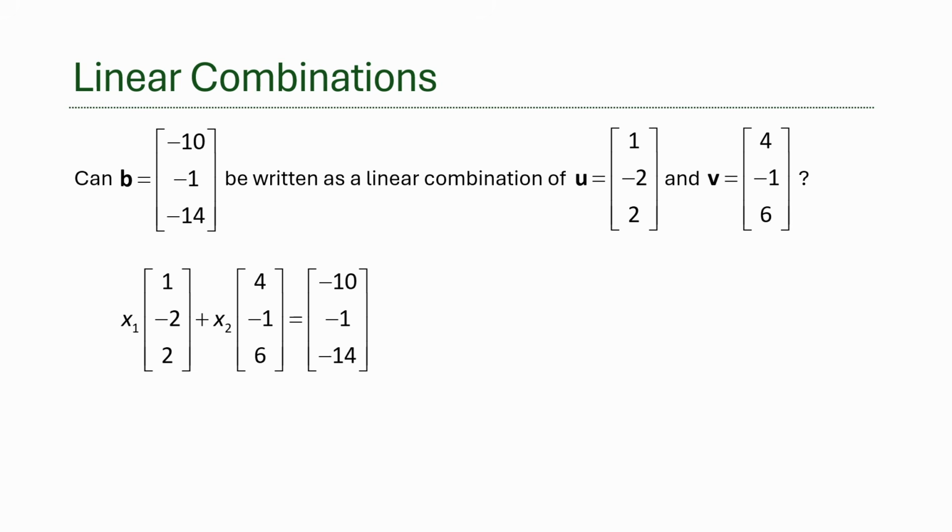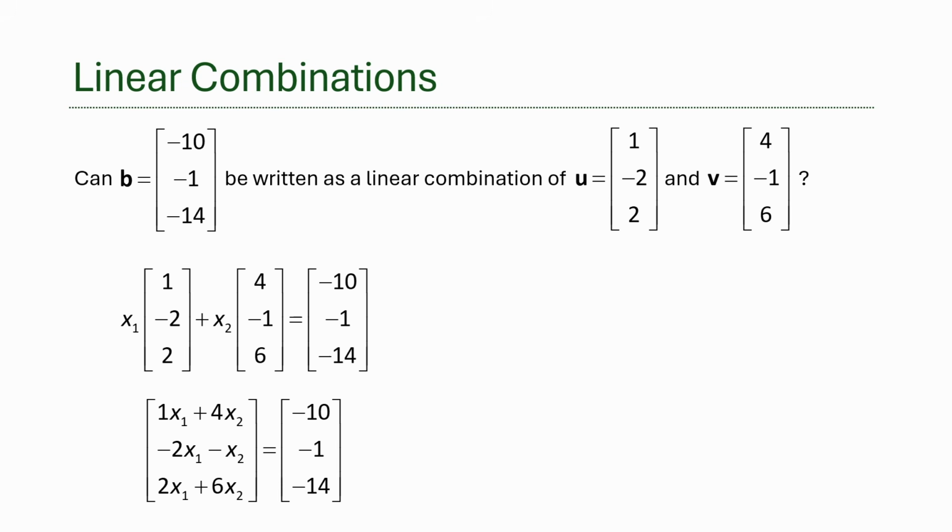Okay, so here's how I'm going to approach this. First, I'm going to combine all the vectors on the left side into one. I'm going to bring the x1 and the x2 into their individual vectors, and then do the vector addition. We add them component-wise. When I do that, I get this equation: x1 plus 4x2, -2x1 minus x2, and so on, is equal to the vector b.